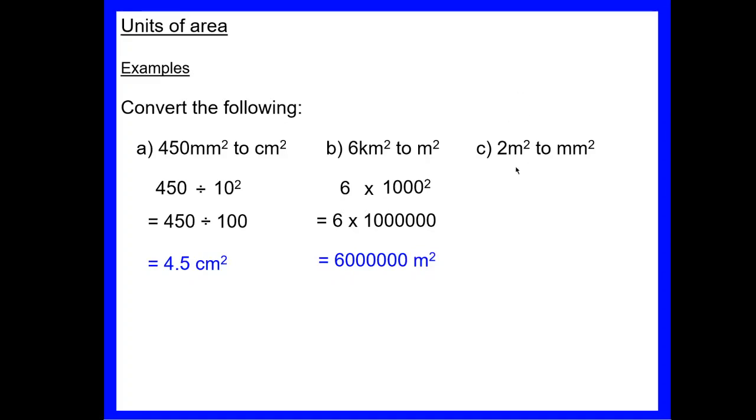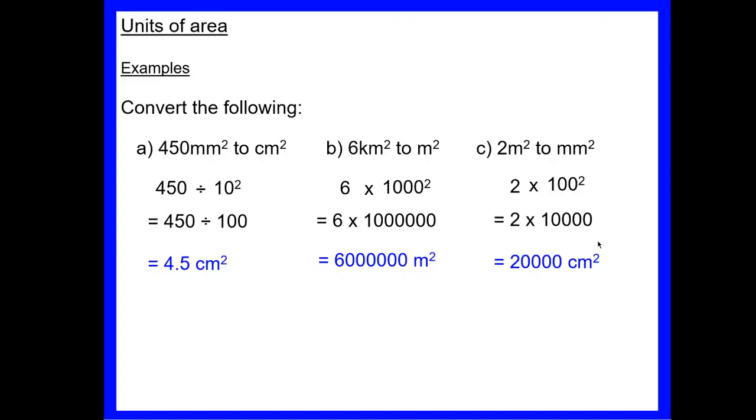Our last one then, so we've got 2 metres squared, we want to go to millimetres squared. Now we can't jump straight from metres to millimetres because there are centimetres in between, so we need to do this in 2 steps. So let's start by converting 2 metres squared into centimetres squared. So we've got our 2. Again, we're going from a larger unit to a smaller one, so we're going to multiply. And to get from metres to centimetres, there are 100 centimetres per metre, so it's 100 squared. 100 squared is 10,000, so 2 times 10,000 means we've got 20,000 centimetres squared.